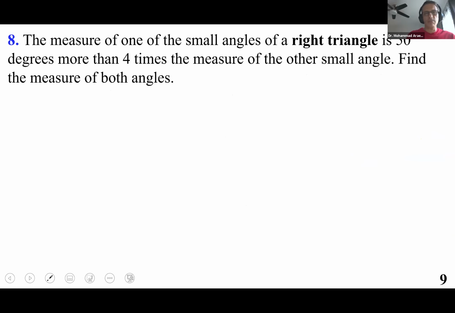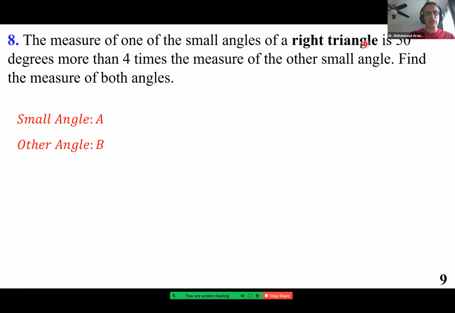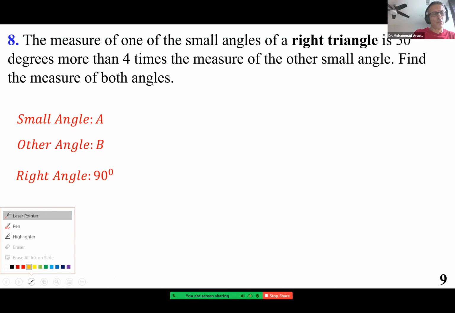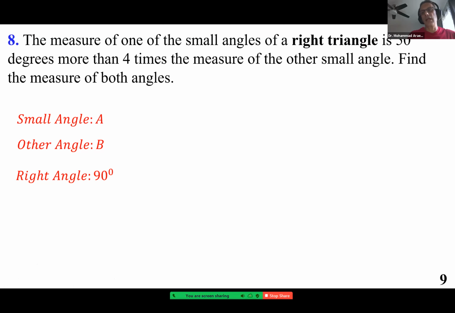First, let's give them names. The small angle, let's call it A. The other one, let's call it B. And of course, it's a right triangle, that means one of them is 90 degrees. So if we were to do the drawing, and this is not necessarily to scale, here's A.